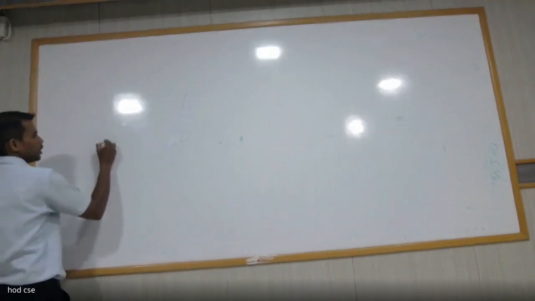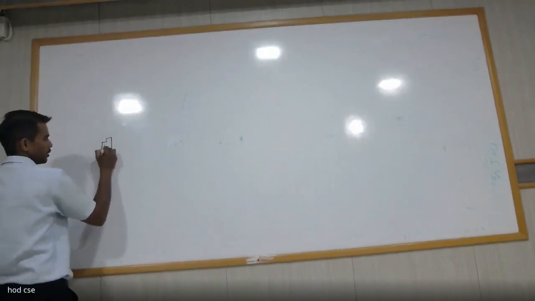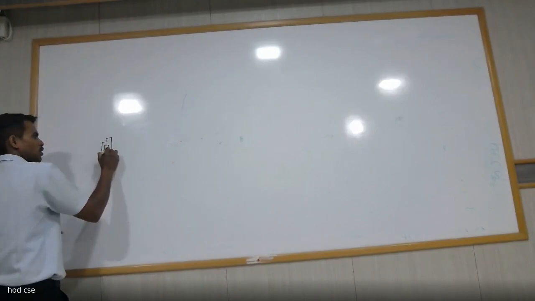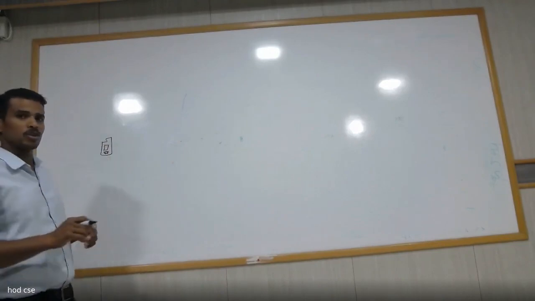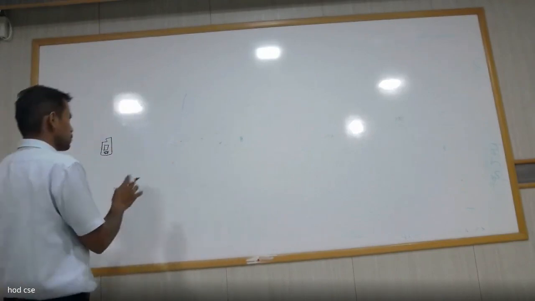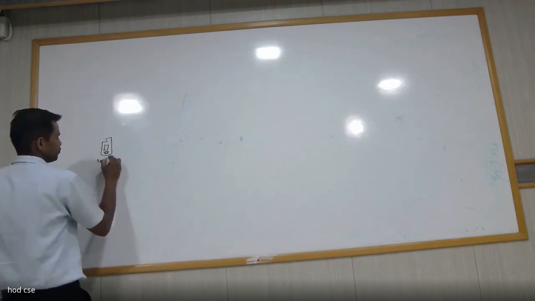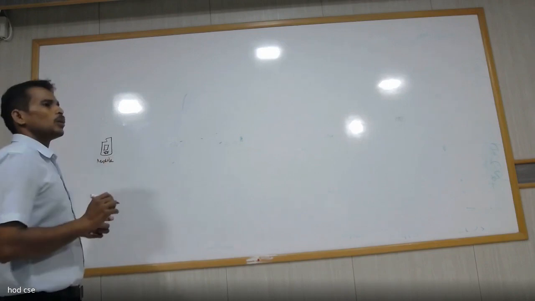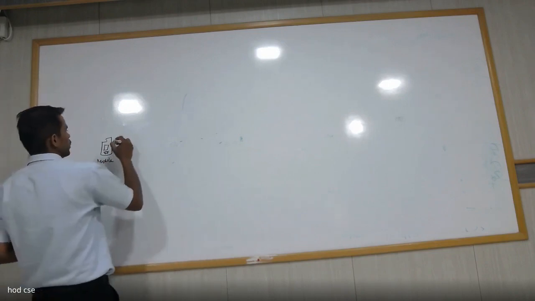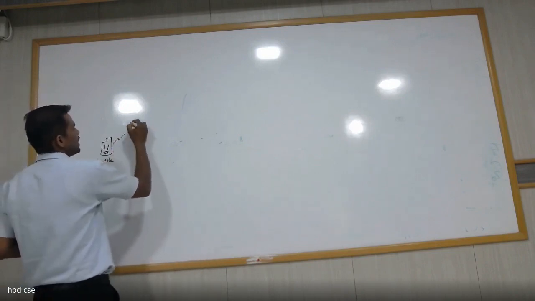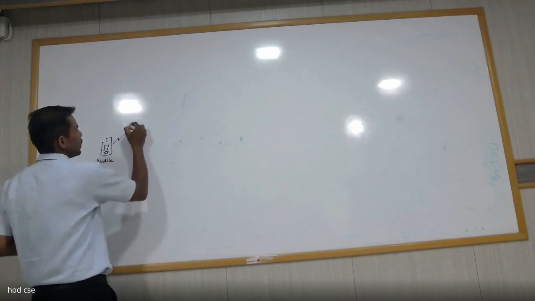This is the mobile phone which I'm trying to communicate with. Sorry, I'm not very good at drawing. Just take it as a representation of a mobile phone. This particular mobile phone, when I'm trying to talk, is directly communicated to a base station.